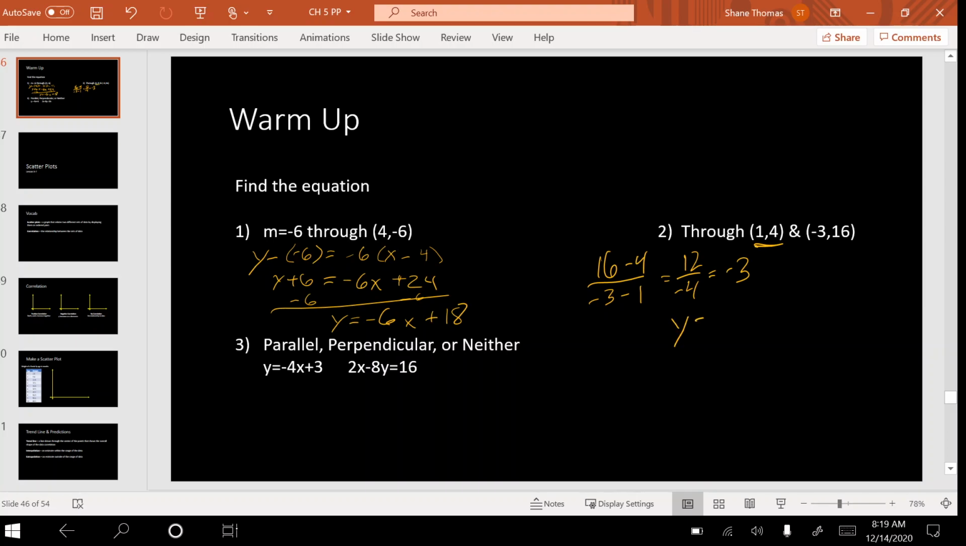So y minus equals x minus. Okay, so this side stays the same. What's the right side going to look like?